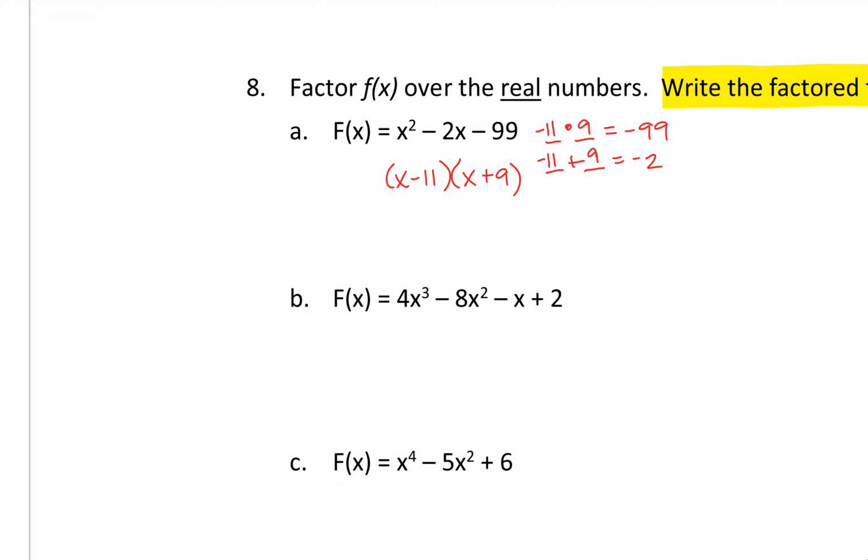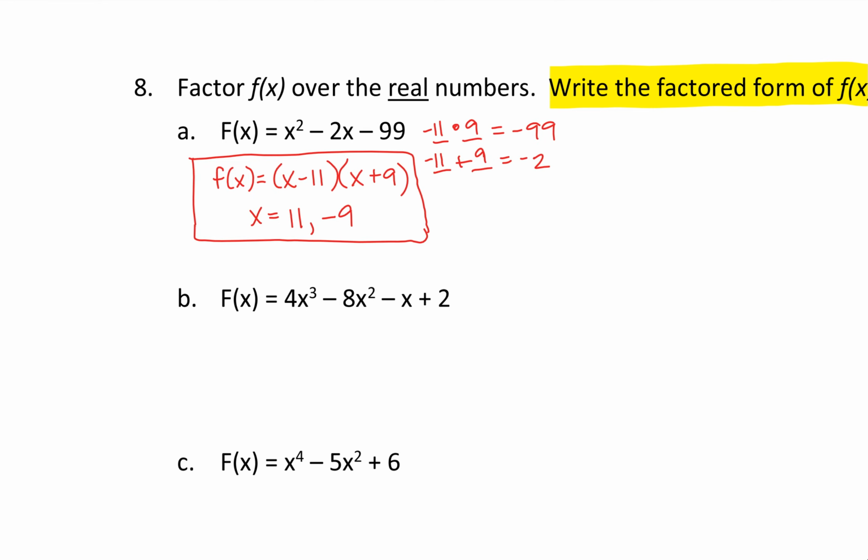So factored form is this guy here. My x's, of course, if we know by now, I shouldn't have to work these problems for you. You should know that you're shifting 11 to the other side, so your answer is a positive 11 and a negative 9. And these are the two answers that they asked for: the factored form and the zeros.